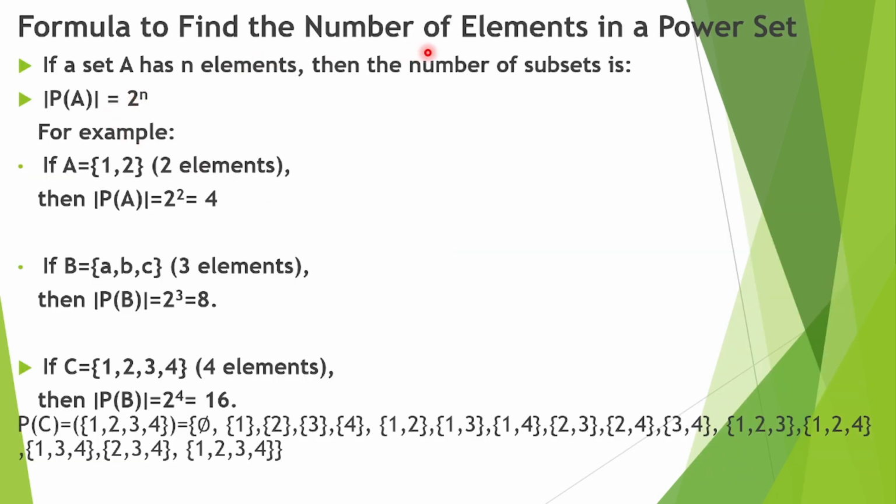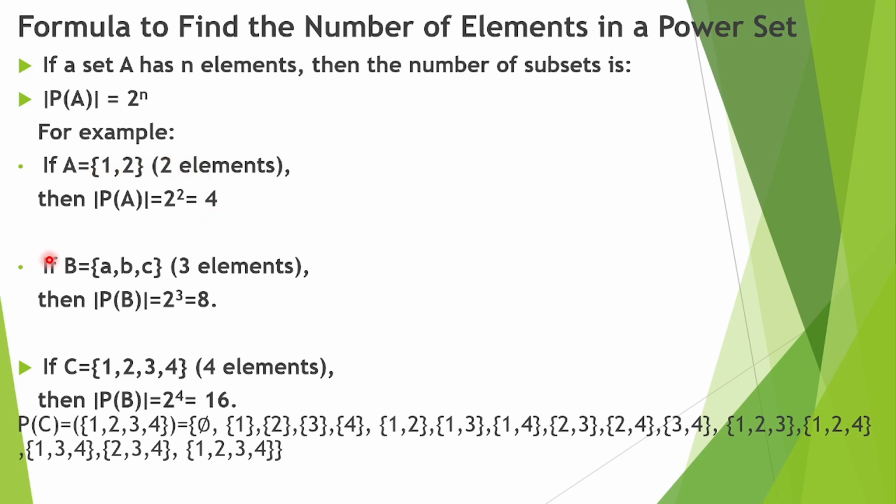Formula to find the number of elements in a power set. If a set A has n elements, then the number of subsets in the power set is equal to 2 raised to the power of n. For example, if A is equal to {1, 2}, there are two elements. So we put 2 over here. So 2 squared is equal to 4. So if there are two elements in any set, then the number of elements of the power set will be equal to 4.